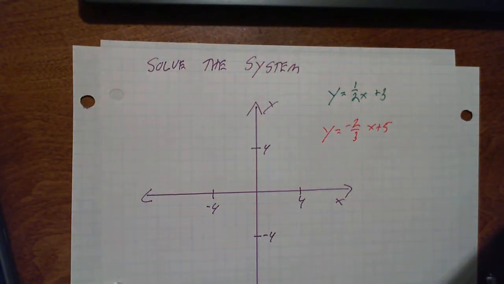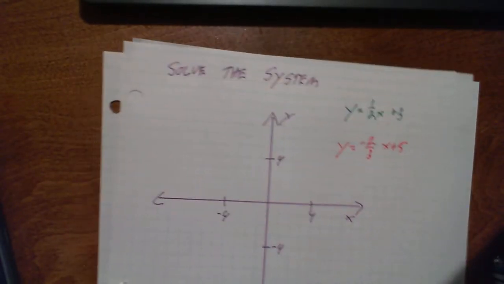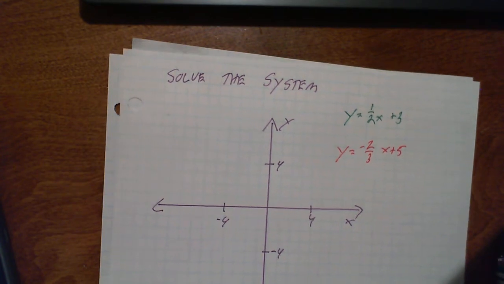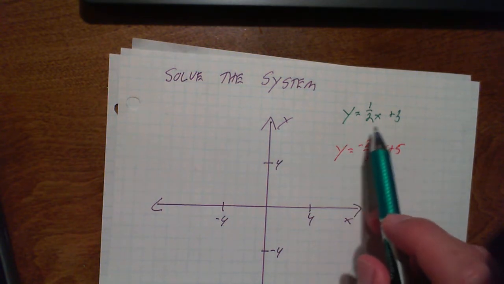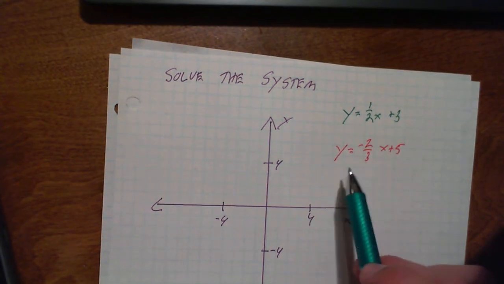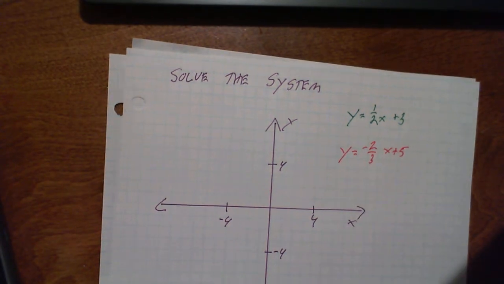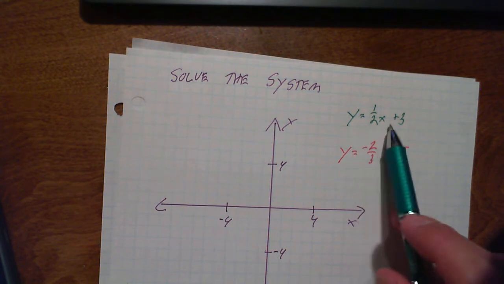The system of equations. This is what the problem is going to look like. You're going to have a question that says solve for the system. Basically, it's asking, or it's going to say, find the point of intersection. And you're going to have two linear equations that look like this. Basically, where do they intersect? So let's graph them and see what happens.